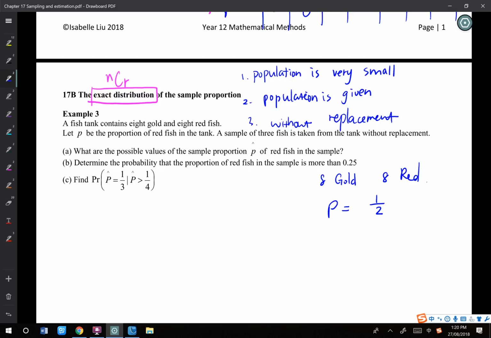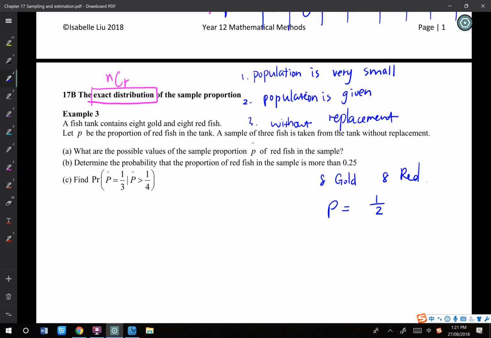This type of question is not practical. It's not a real life situation question. That's not how you use sampling. If you already know there are 16 fish, 8 gold, 8 red, why would you still want to find a sample? There's no point to find a sample of 3. For what? For fun? That's not fun. Math is not that fun. So it's not a real type of question. It's just a leading question to make you understand what sampling is.